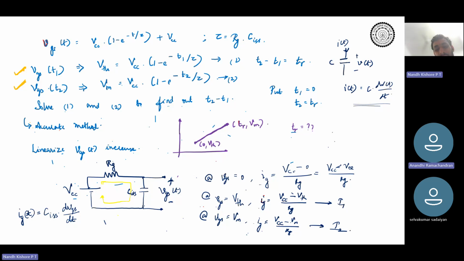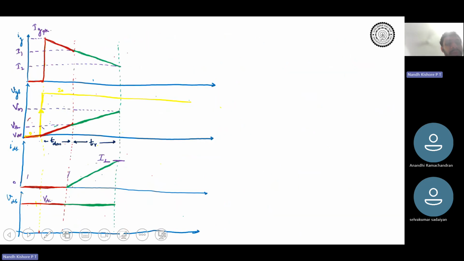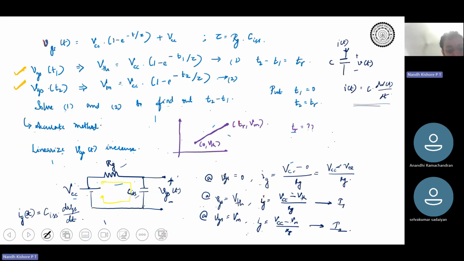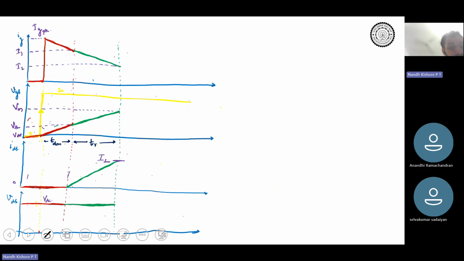Okay, so simple. We have written gate current in terms of RG. We have written gate current in terms of CISS. Very simple equations, right? Okay. So now, dVGS by dt means what? Change in the gate source voltage, right?